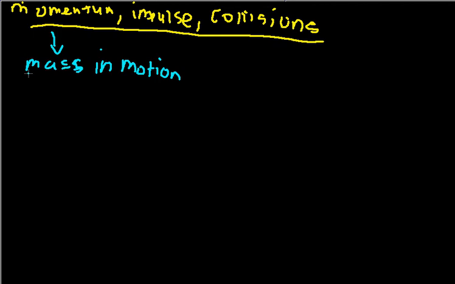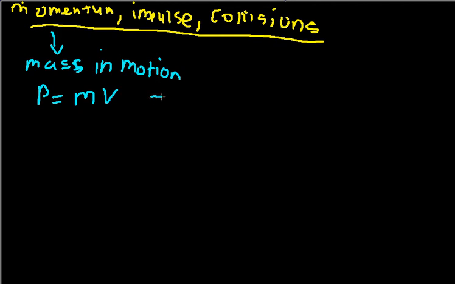So, from this statement, mass in motion, we can basically derive the momentum formula. We know that mass is going to be m. We know that motion is going to be velocity. We're going to describe motion here as velocity. And momentum, we don't use an m because we're using an m here already. So we're going to use p for momentum. And thus we get the momentum equation. P is equal to mv. So momentum is equal to mass times velocity.